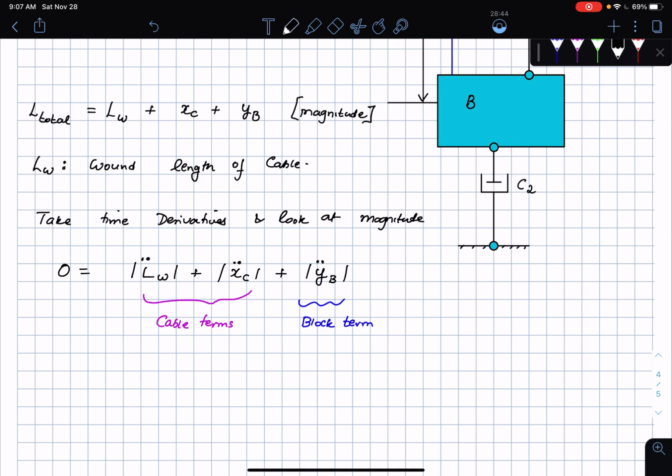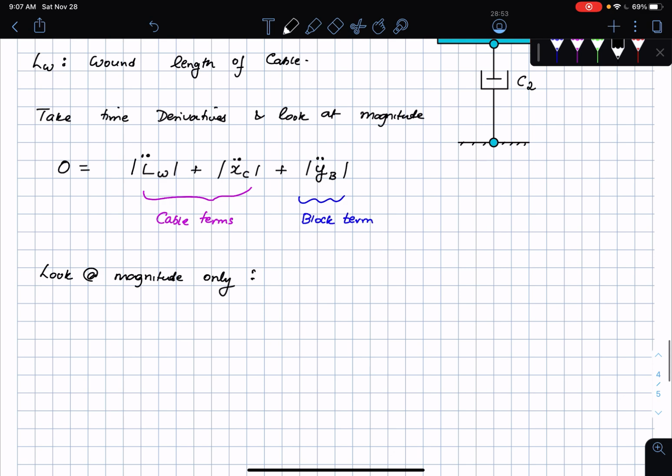Okay, so just looking at the magnitudes only again, here is what I can say. Magnitude of the second derivative of the wound length, which is going to be changing over time, right? Because as the block moves up and down, the length of the cable is going to extend and keep increasing or decreasing. So this is depending on how the motion is going to take place. Okay, so this is LW double dot and then I'm going to have X double dot C. This is equal to Y double dot of the block. X double dot C is the acceleration of a point on the cable. Y double dot is the acceleration of the block.